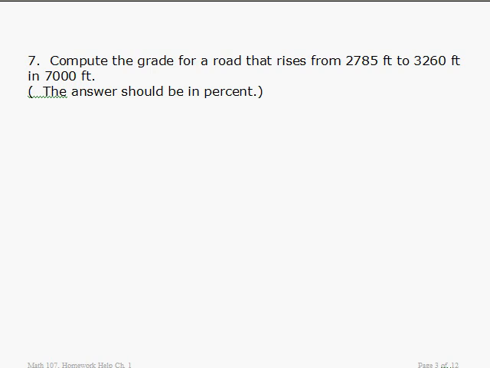In this problem, you're supposed to compute the grade for a road. The grade is the slope expressed as a percent. So first we have to compute the slope. Some of you may know slope as rise over run. Right? So rise means how high you're going.